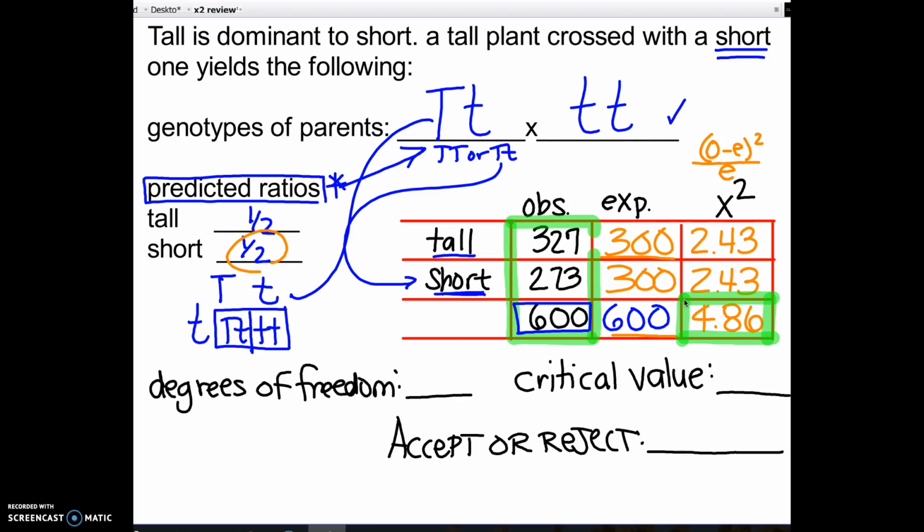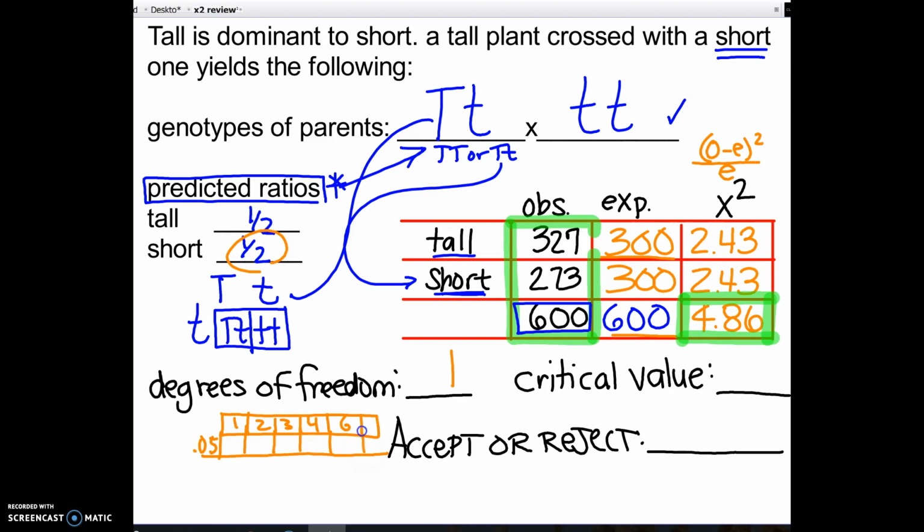Now that you have chi-squared, you need to know your degrees of freedom. Your degrees of freedom is the number of outcomes, or in this case, phenotypes, minus 1. So there were two phenotypes, tall and short. Minus 1 gives us 1 degree of freedom. And then you have to go to the table, which I did not print a copy of here, but if you'll recall, you'll have this in front of you. Across the top are the degrees of freedom. And then over to the side, it's the 0.05 row that you want to look at.